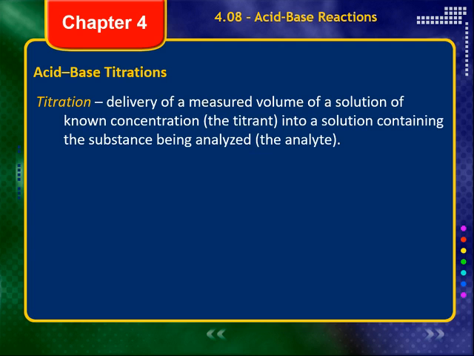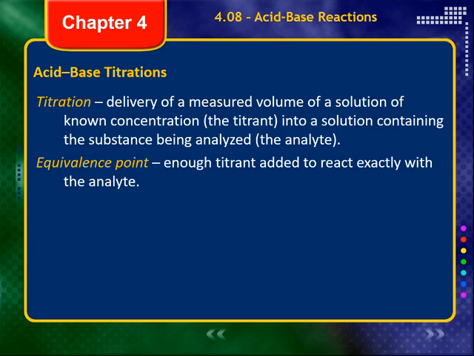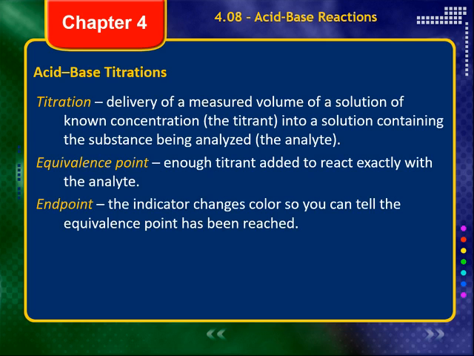And what I'm doing is I'm going to be measuring this unknown substance, the analyte, until it gets to its equivalence point. And the equivalence point is when enough titrant has been added to react exactly with the analyte. That means that I've gotten to the end point. The reason I know that I've gotten to the equivalence point or the end point is that an indicator that I've added to my solution doesn't participate in the reaction at all. It just has a color, and the color is the thing I can see. The indicator changes colors so that you can tell that the equivalence point has been reached. I know that I'm done.